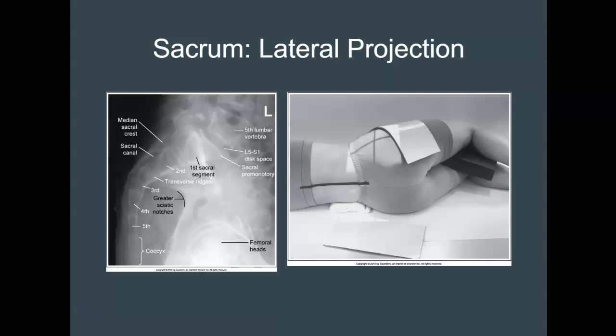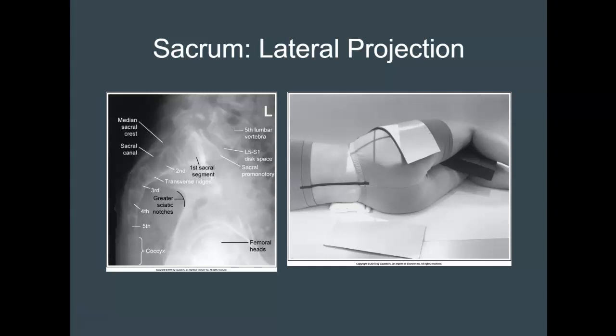Image analysis guidelines go on to say that the medial sacral crest should be demonstrated in profile. The greater sciatic notches should be superimposed, as well as the femoral heads and the pelvic wings. The third sacral segment will be demonstrated at the center of the exposure field for a sacral image lateral projection. But if you're including the sacrum and coccyx, it'll be distal, so it'll probably be around the 4th or 5th sacral segment.